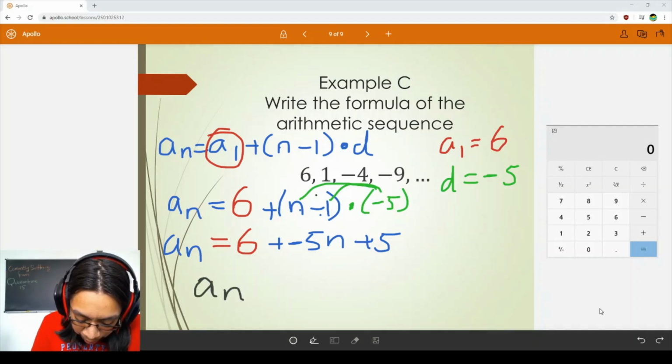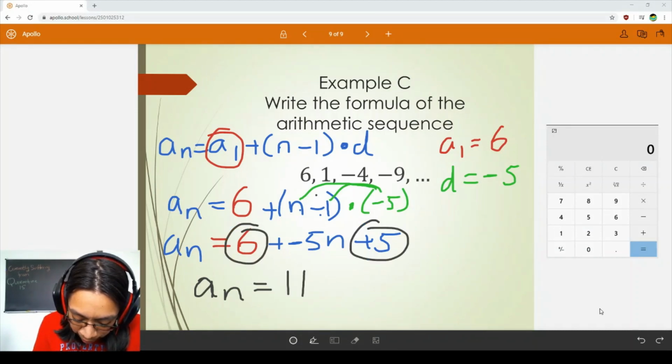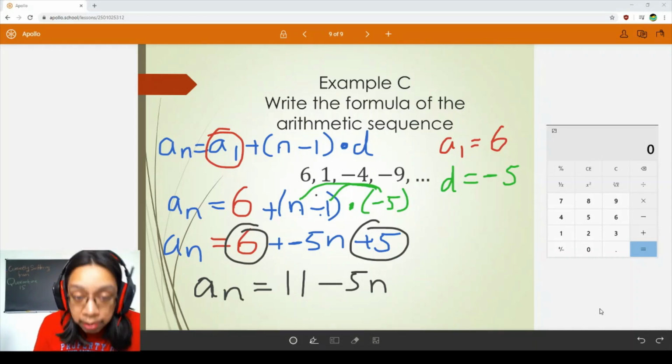a sub n equals 6 plus 5 is 11. And then we just bring down that minus 5n. And here's your formula.